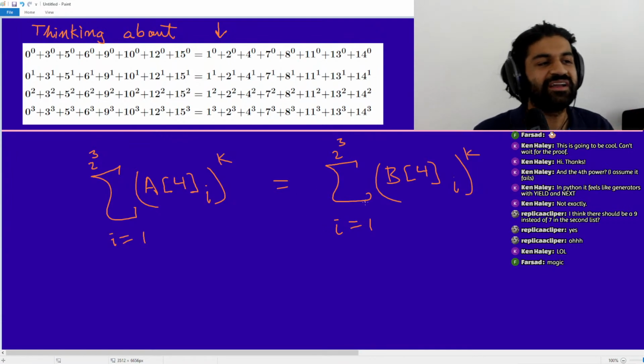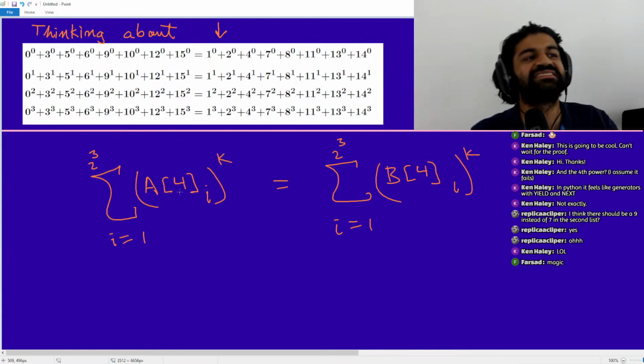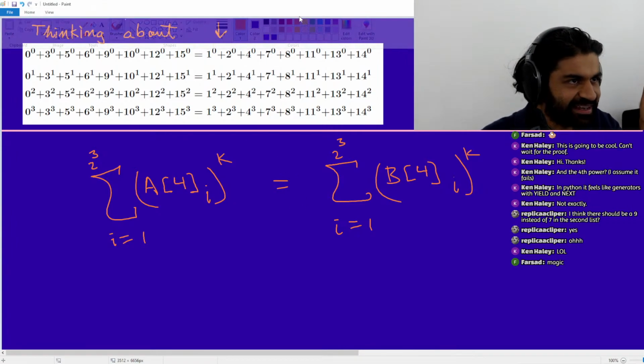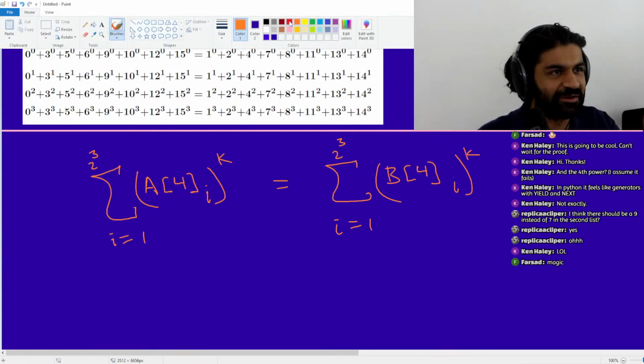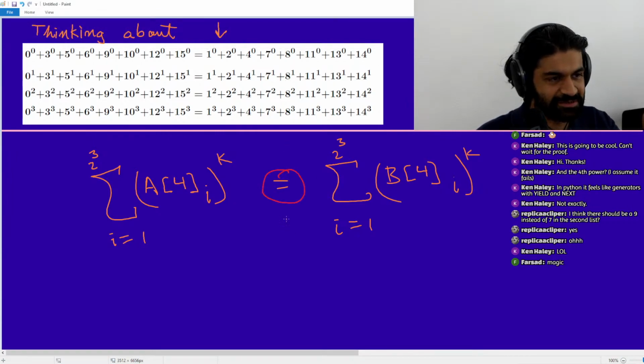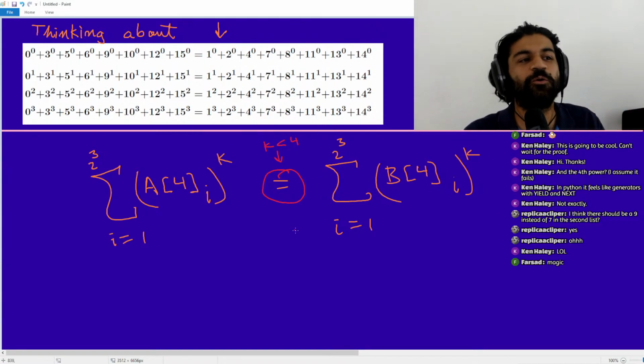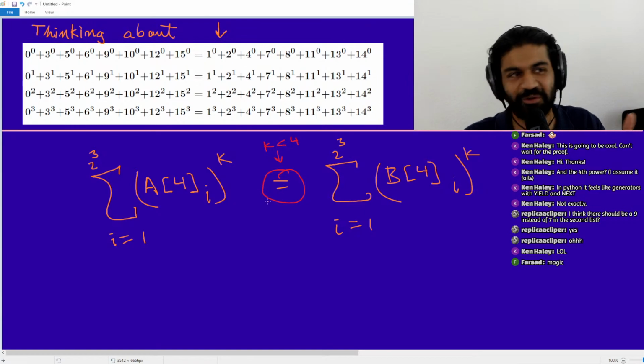So this will work as long as k is less than 4. That's the only restriction here. I definitely need k to be less than 4 in order for this equation to hold. We already know for a fact that it does not hold if k is equal to or greater than 4.